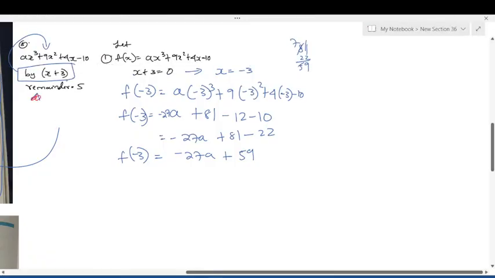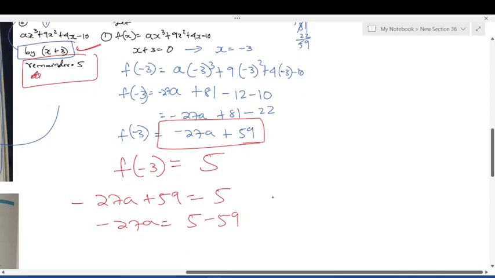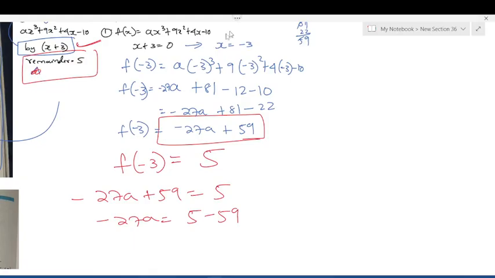Okay, now for x plus 3 we have done. The remainder 5 is left. For the remainder, what do you do? f of minus 3 is equal to 5. What is the f of minus 3 value we got? Minus 27a plus 59 is equal to 5. Minus 27a remains as it is. 5 minus 59. How much is 5 minus 59?